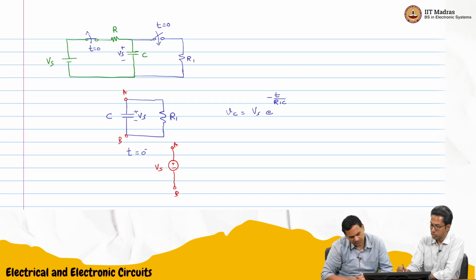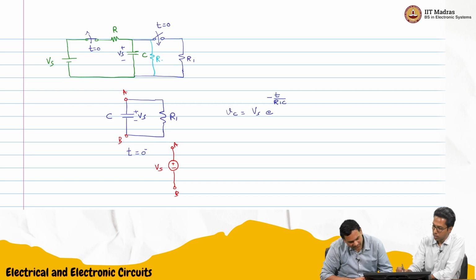So suppose there was another resistor here. Then it will not be Vs, it will be some other voltage. What will it be? Let's add that resistance and see. Let's say R2.